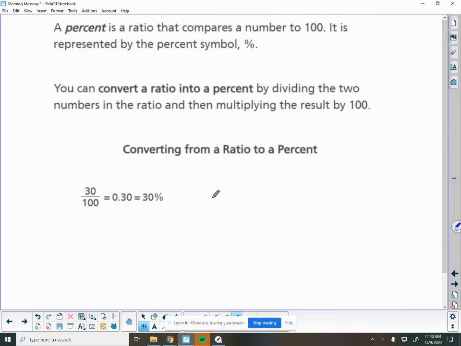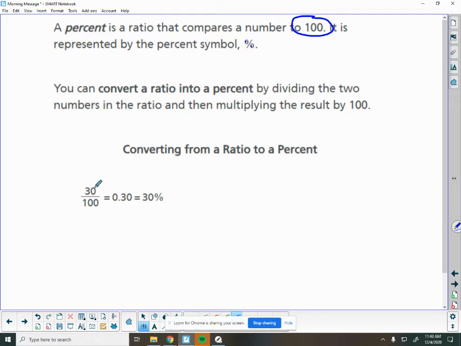It's really important that we remember that a percent always is going to compare to 100. You can kind of think of it as, here's the 2 zeros on your 100. A percent is always, always, always out of 100. So you can convert a ratio into a percent by dividing the two numbers in the ratio and then multiplying the result by 100. So that's one way you can do it. We're going to talk about another way as well.